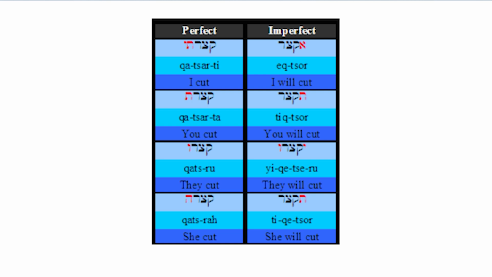The left column has sufformatives at the end of the verb, and the right column has preformatives at the beginning of the verb or on both sides of the verb. The important thing to notice is that the pronoun is already embedded in the word, so we don't have to have an independent personal pronoun like we do in English.